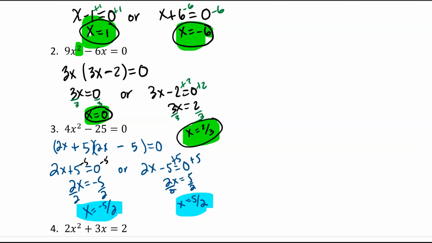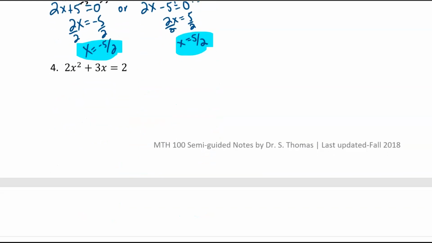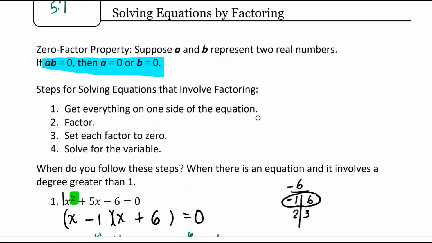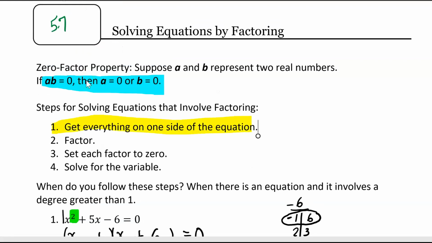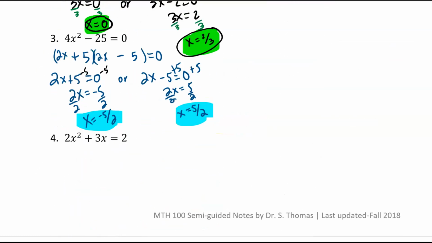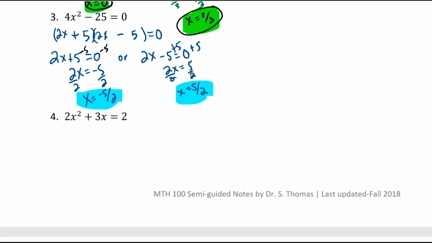Moving on to number 4, we have 2x squared plus 3x equals 2. If we go back to our steps, what we need to do first is get everything on one side of the equation. So in order to get the 2 onto the left side, we need to subtract 2 from both sides. That will give us 2x squared plus 3x minus 2 equals 0. Notice we have 3 terms, so we're dealing with a trinomial because there is no GCF.